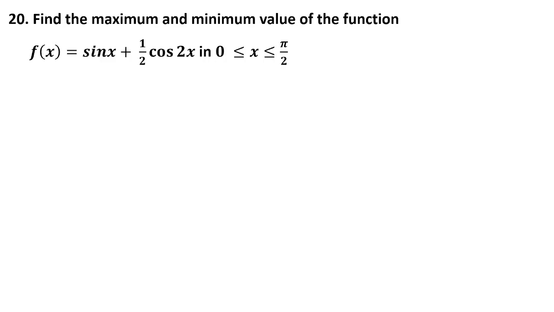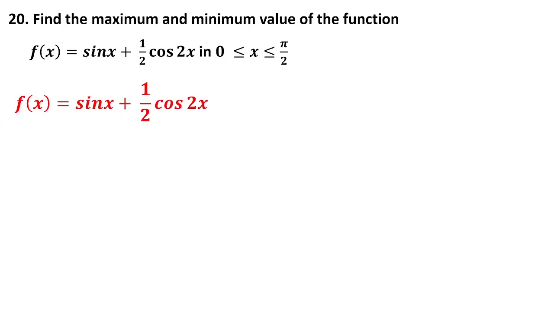We will go to question number 20. Find the maximum and minimum value of the function in the interval 0 less than or equal to x, less than or equal to pi by 2. What is the procedure? Find the first derivative, equate it to 0, get the critical points, and take the critical points plus the end points of the given interval. Find the value of f of x at those points. Maximum is maximum, minimum is minimum.